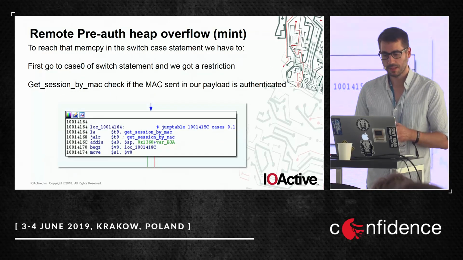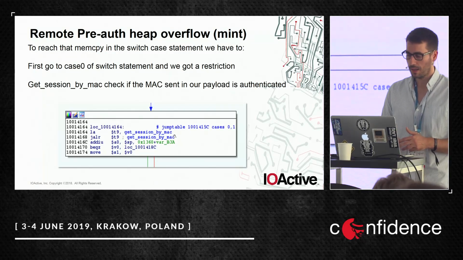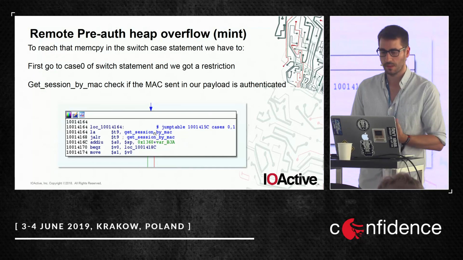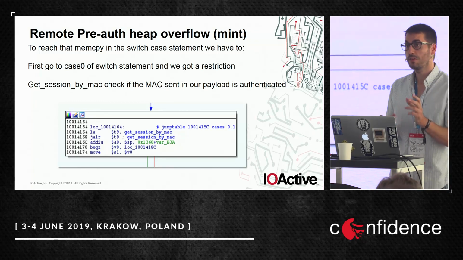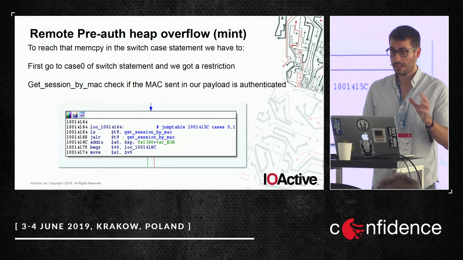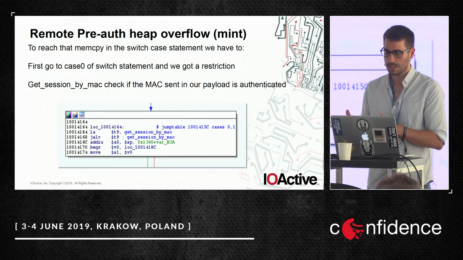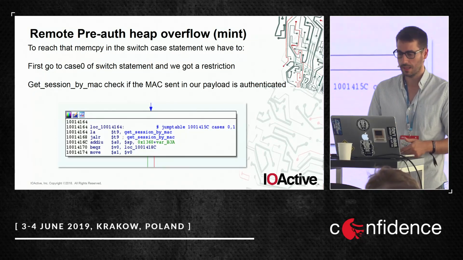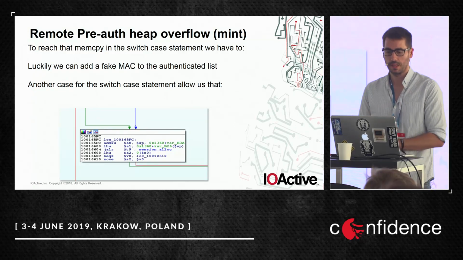But the problem that we have is that in order to reach that particular memcpy, the code flow is going to, we have to hit this case in the switch case statement where this get session by MAC function is going to be executed. And the problem is that this function checks if the MAC address that you have to provide in your payload is in a list of authenticated MAC addresses. If it's not there, then you won't reach that memcpy. So that's a problem because the MAC address that we provide in our payload is not in that list. So we have to find a way to add that MAC address to that particular list.